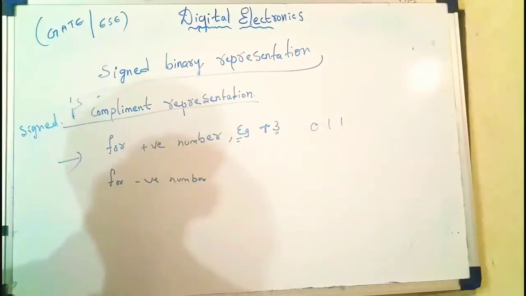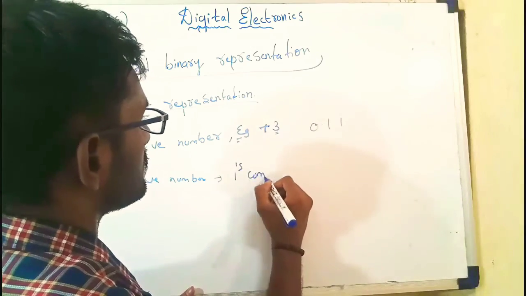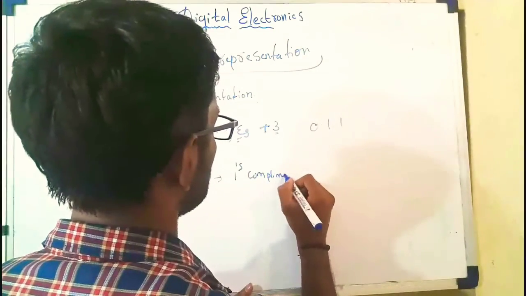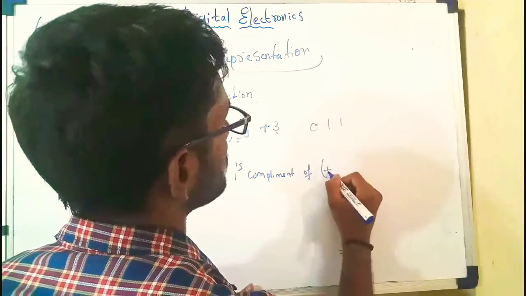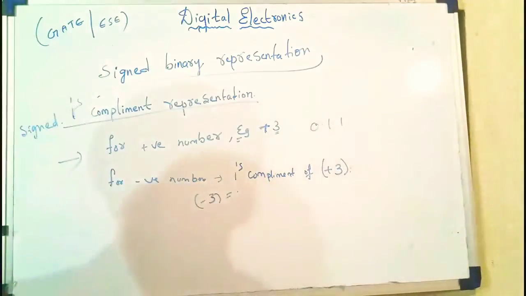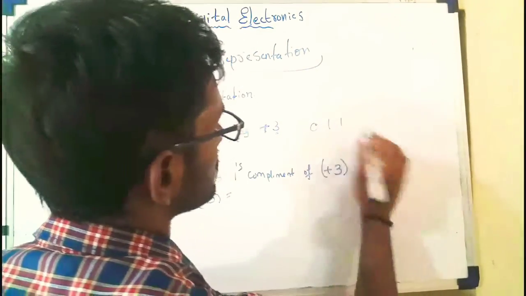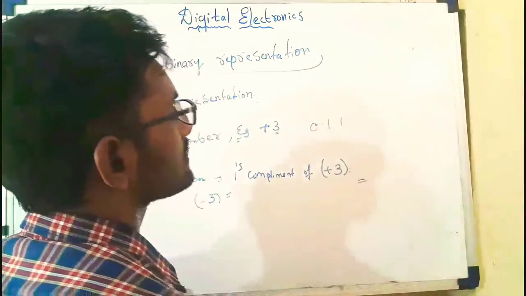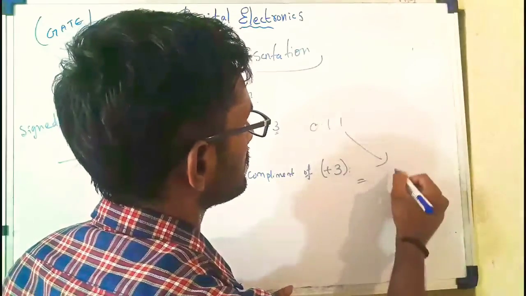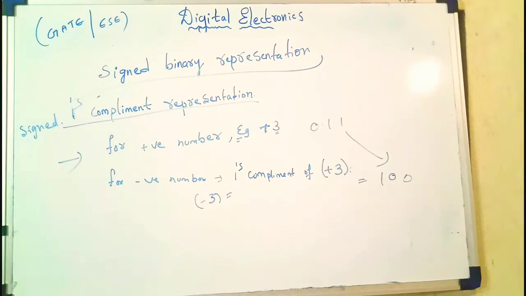For a negative number, we will take the 1's complement of plus 3. That means minus 3 equals the 1's complement of plus 3. Take the complement: complement is nothing but bit 1 is inverted to 0 and 0 is inverted to 1. So this is 0, 0, 1, and this is for minus 3, 1, 1, 0, 0.